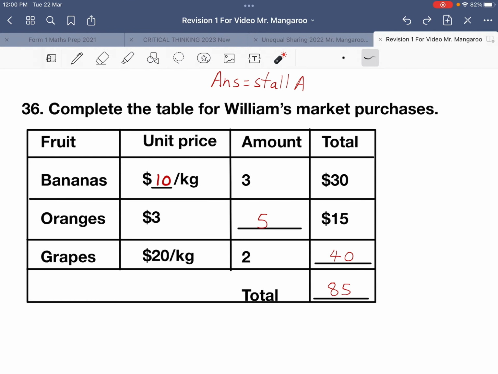Number 36, complete the table. So $10 per kg or $10 for 1 kg. So 3 kgs will be 3 times 10 is 30. $3 for an orange, 5 oranges will be $15. $20 per kg. 2 kgs would be 20 times 2 is 40. We add all of these together and we'll get 85.